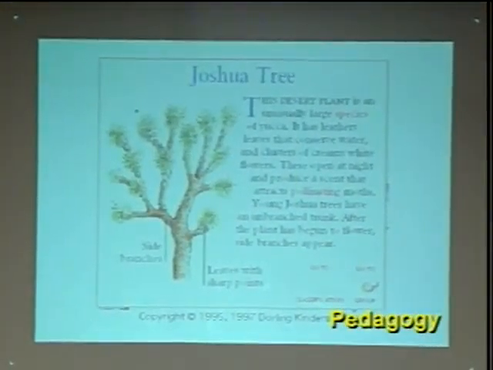Thank you for coming. The Joshua tree is 3 feet tall. It gets its water from deep in the ground. The only place it grows is in the desert. If it has too much water, it won't survive.